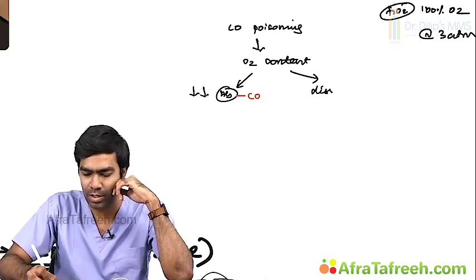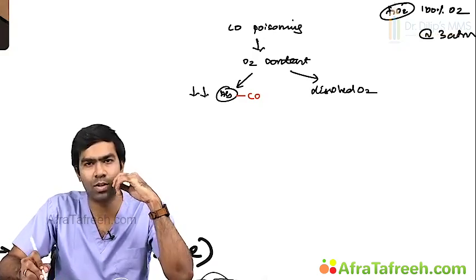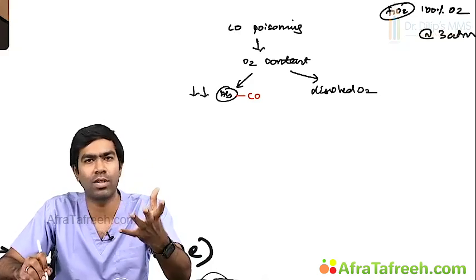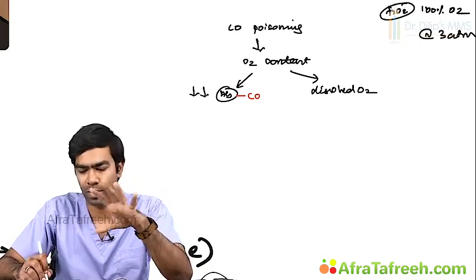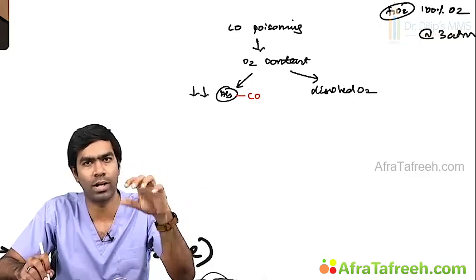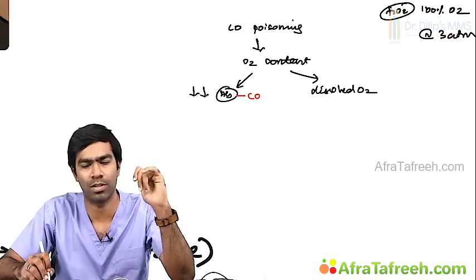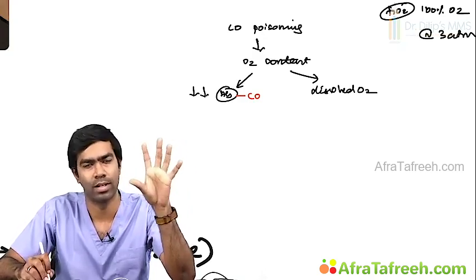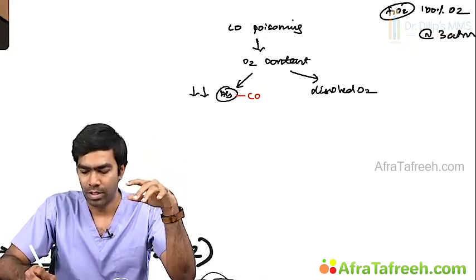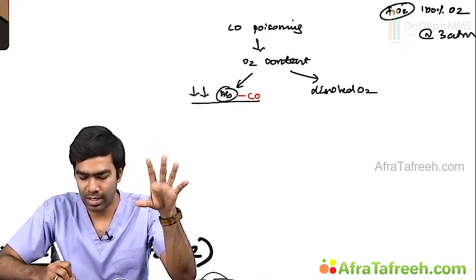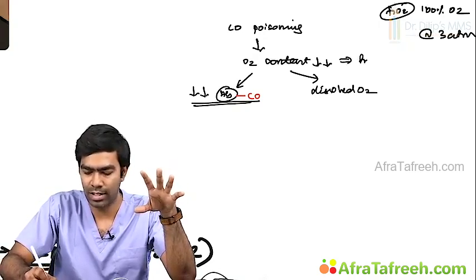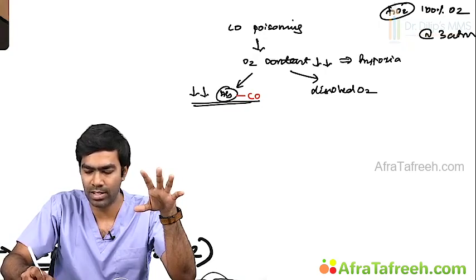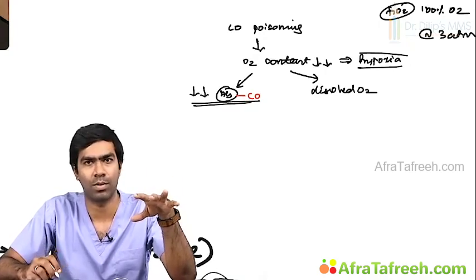So what will happen to the dissolved oxygen? Dissolved oxygen will remain the same. I told you carbon monoxide poisoning doesn't affect the dissolved oxygen. So PaO2 will usually be normal. Clear? So there will be no problem in the dissolved oxygen. You can go back to the carbon monoxide poisoning chapter in hematology and see. There will be no change in the dissolved oxygen. It will be the same. But the net content of oxygen in the blood will decrease, and that is the reason the tissues go into hypoxia, and that's why they die of carbon monoxide poisoning.